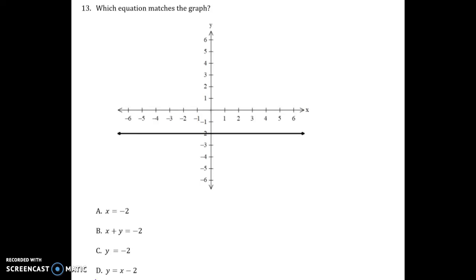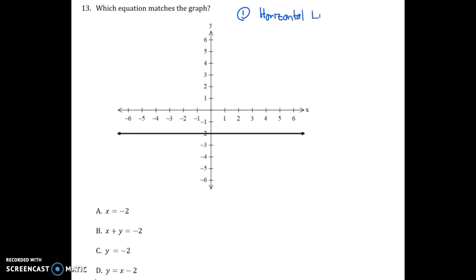In this question, we're given the graph of a line and then asked to match it to its corresponding equation below. So to do that, let's just list a couple of characteristics about lines we know from grade 9. So the first type of line we get is a horizontal line.